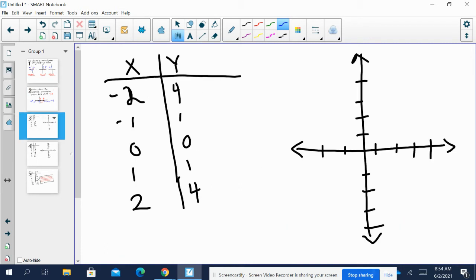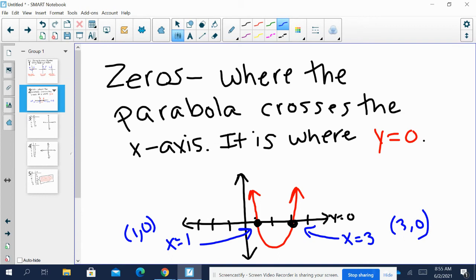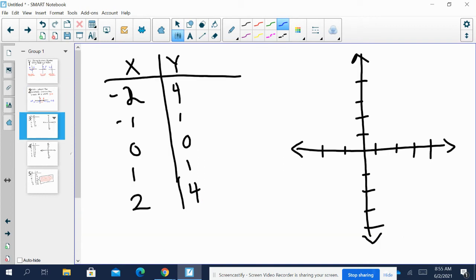Here we're looking at a table of values. So from the table of values, we can also find the solution. Remember, when y equals 0, there's a solution. So I go over here and I see y is 0 at 0. So my solution is right here. That's one of my zeros.